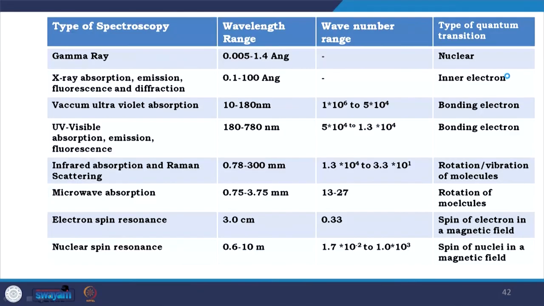So we have discussed the general principle of spectroscopy and how spectroscopy would be used. We talked about the electromagnetic spectrum. In the electromagnetic spectrum, there is gamma ray, which is used for quantum transition at the nuclear level. X-ray absorption, emission, fluorescence and diffraction affect the inner electrons. Vacuum ultraviolet absorption uses bonding electrons. UV-visible absorption, emission and fluorescence spectroscopy again affect bonding electrons. Infrared absorption and Raman scattering work on 0.78 to 300 micrometers, on the rotation and vibration of molecules.